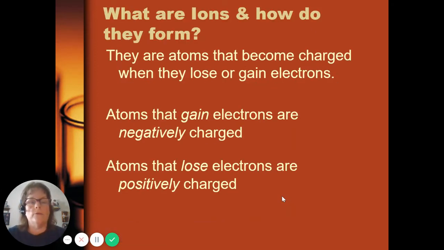All right, so what are ions and how do they form? We already said that they're charged atoms, and the way they form, it has to do with their electrons. Only the electrons. The atom either gains extra electrons, which means they're getting extra negative charge. That will make them a negative ion. Or if they lose electrons, which means they're losing some of their negative charge, that means they become a positively charged ion.